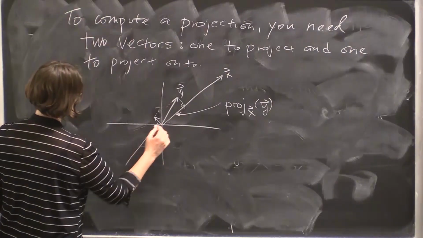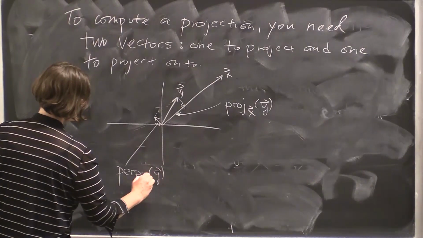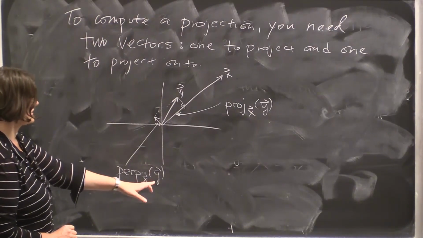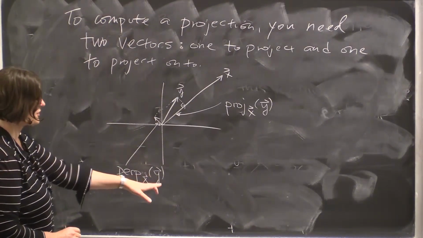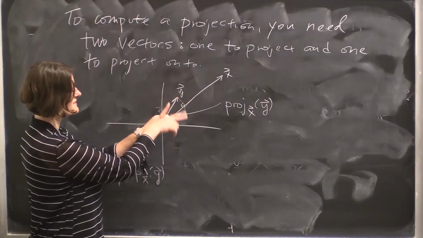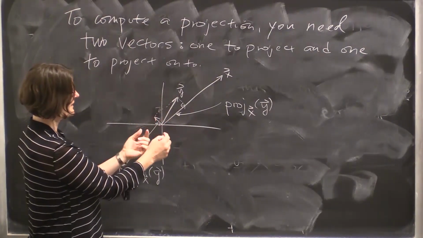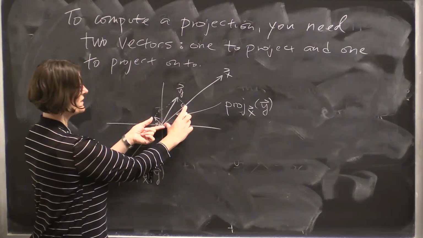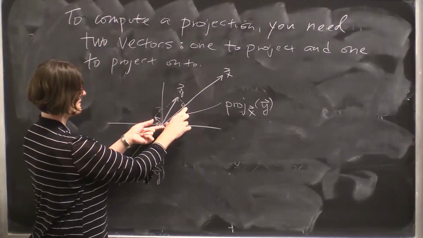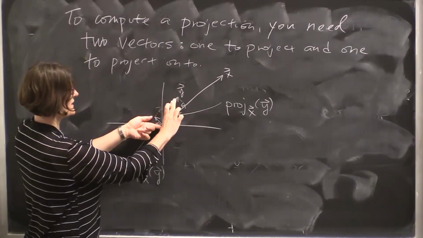This is the vector that we denote perp y x, the projection of y perpendicular to x. So you're given y and x. They live in some plane. And within that plane, you find two new vectors, this one and that one. This vector is collinear with the vector x. This vector is perpendicular to the vector x. And if you add these two up, you get your original y.